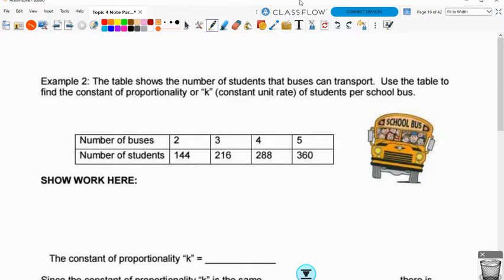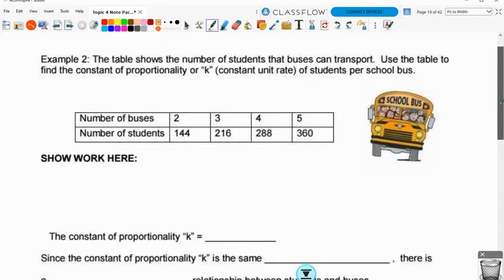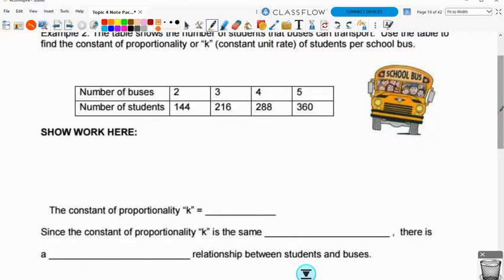In our second example, we're told that the table shows the number of students that buses can transport. We're going to look at the data in the table and again, try to figure out if there is a proportional or a non-proportional relationship. And if there is a proportional relationship, we're going to identify k, that constant of proportionality. So looking at our data in our table, the way that we're going to want to set up our ratios, we want to know how many students per bus. It even says it right there, students per bus. So let's set up our ratios as students over the buses.